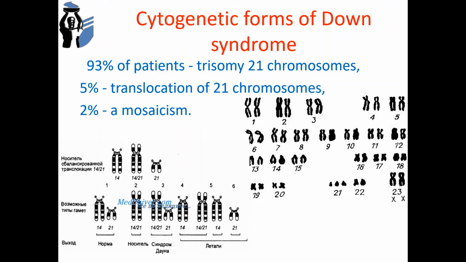Cytogenetic forms of Down syndrome are: in 93% of patients, trisomy of the 21st chromosome; 5% have translocation of the 21st chromosome, and 2% have a mosaicism.